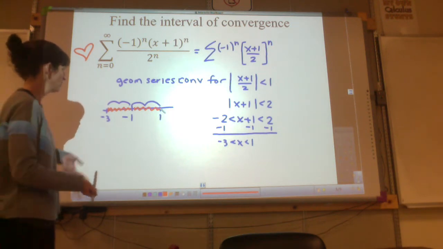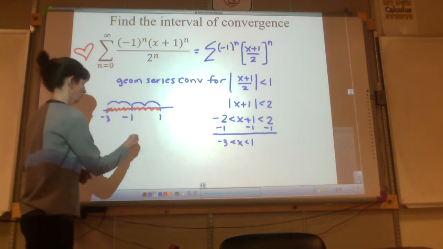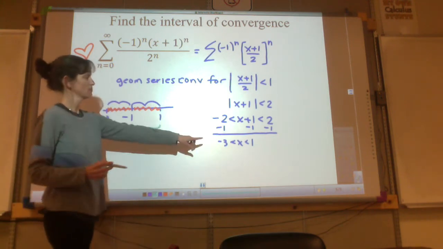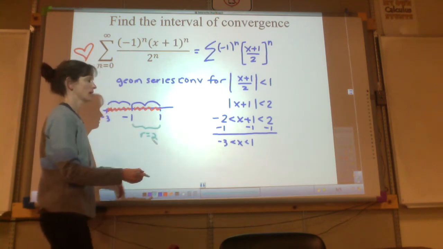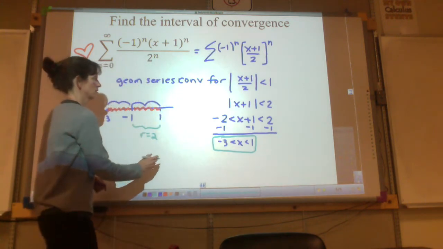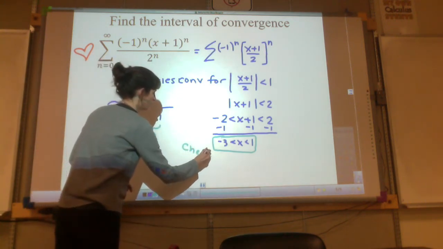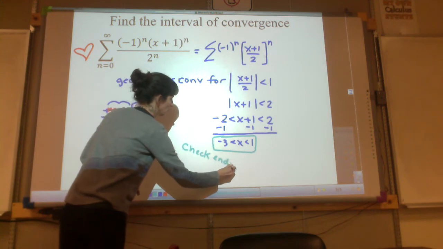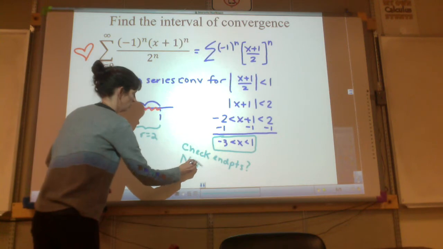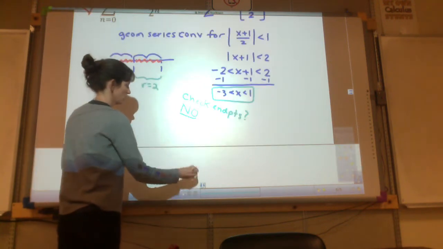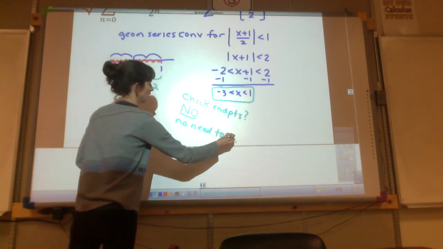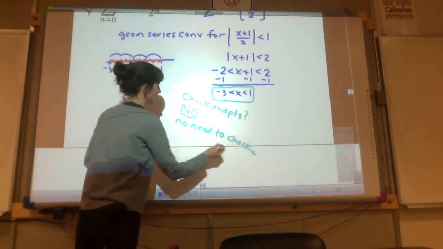So wait, what is the radius? Radius looks like 2, huh? Yeah, so that's radius of 2. And the interval is this, but you know what? I want to stop there and just say we're done. How can I stop there and say we're done without checking my endpoints? Well, because geometric series don't converge when r is equal to 1. Yes, so that's a fat no. We don't need to check, so no need to check endpoints for geometric series.